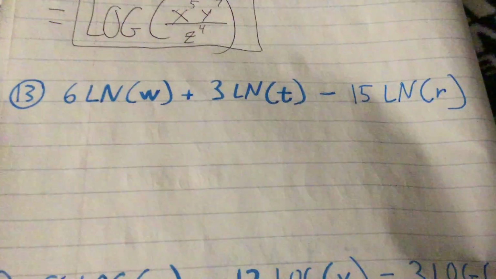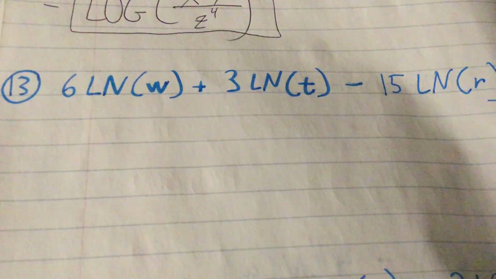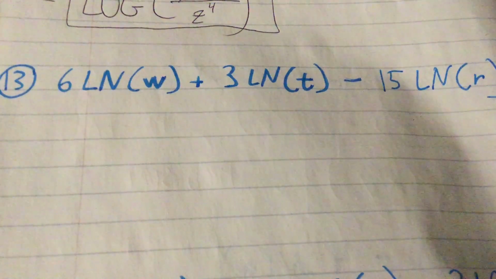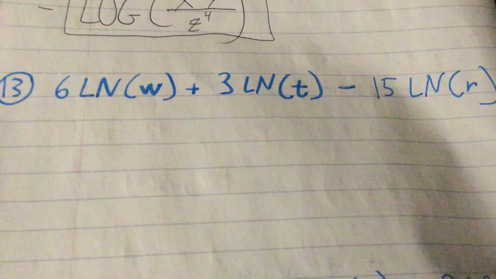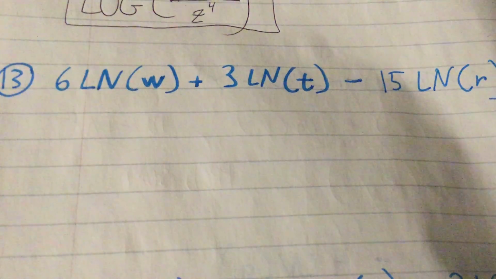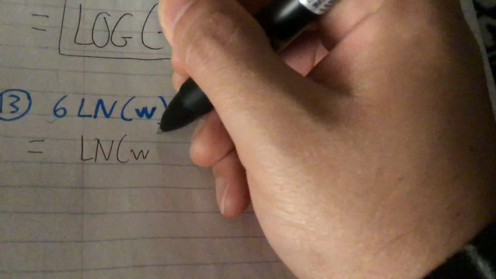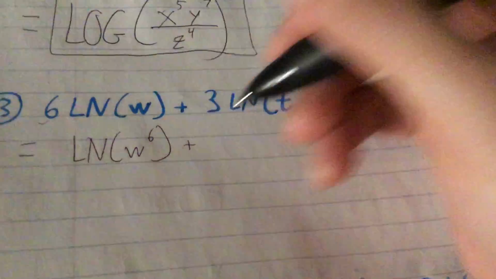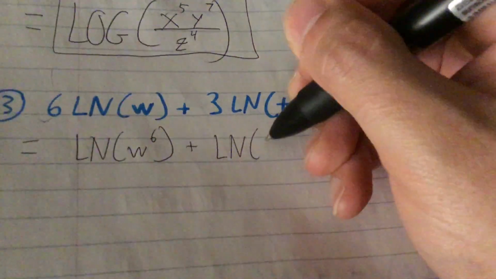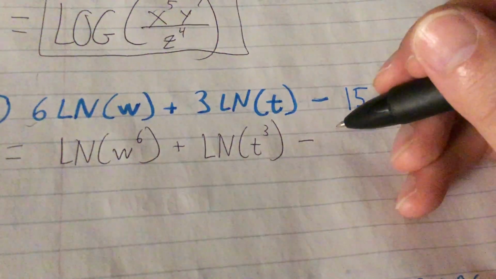All right, just to give you another chance, 6 natural log of w plus 3 natural log of t minus 15 natural log of r. Okay, first things first, I can make the factors go inside as exponents. So natural log of w to the 6th plus natural log of t cubed minus natural log of r to the 15th.